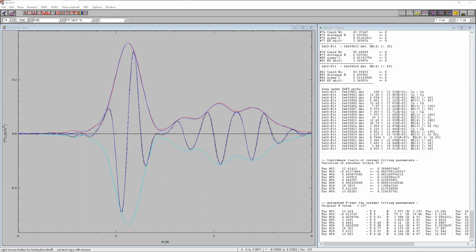And again, we observe strong correlation between the Debye-Waller factor and the coordination numbers. We still have rather broad confidence limits here, although they are significantly decreased compared to the previous fit. So this is more reliable in terms of structural parameters, although we do want to be careful when interpreting those coordination numbers given the large confidence limits that we see here. But now we need to realize this is the best we can do.